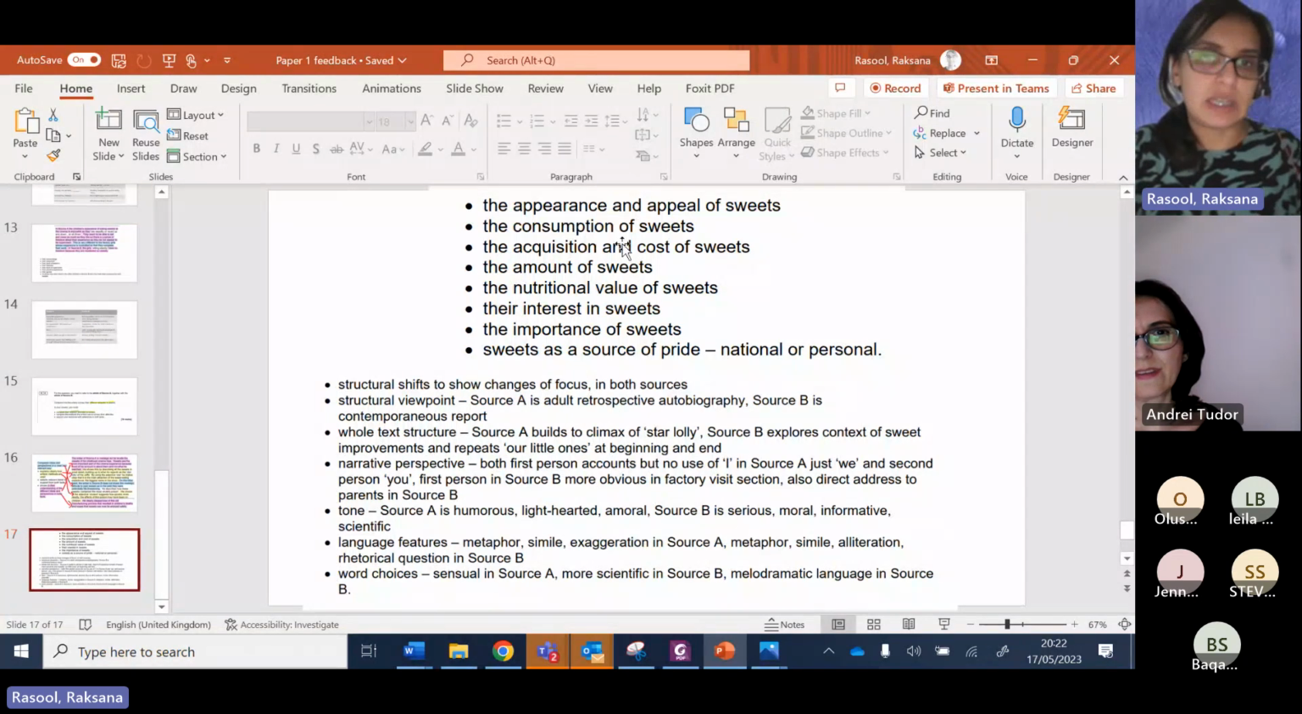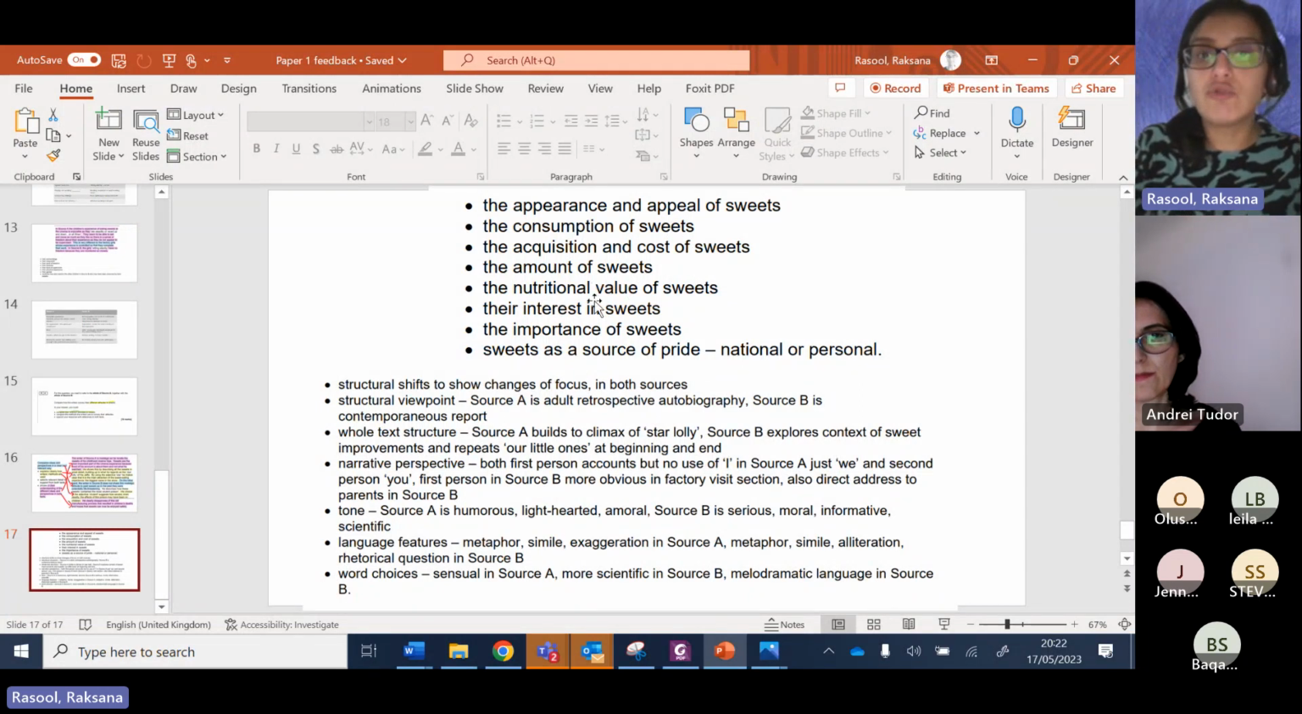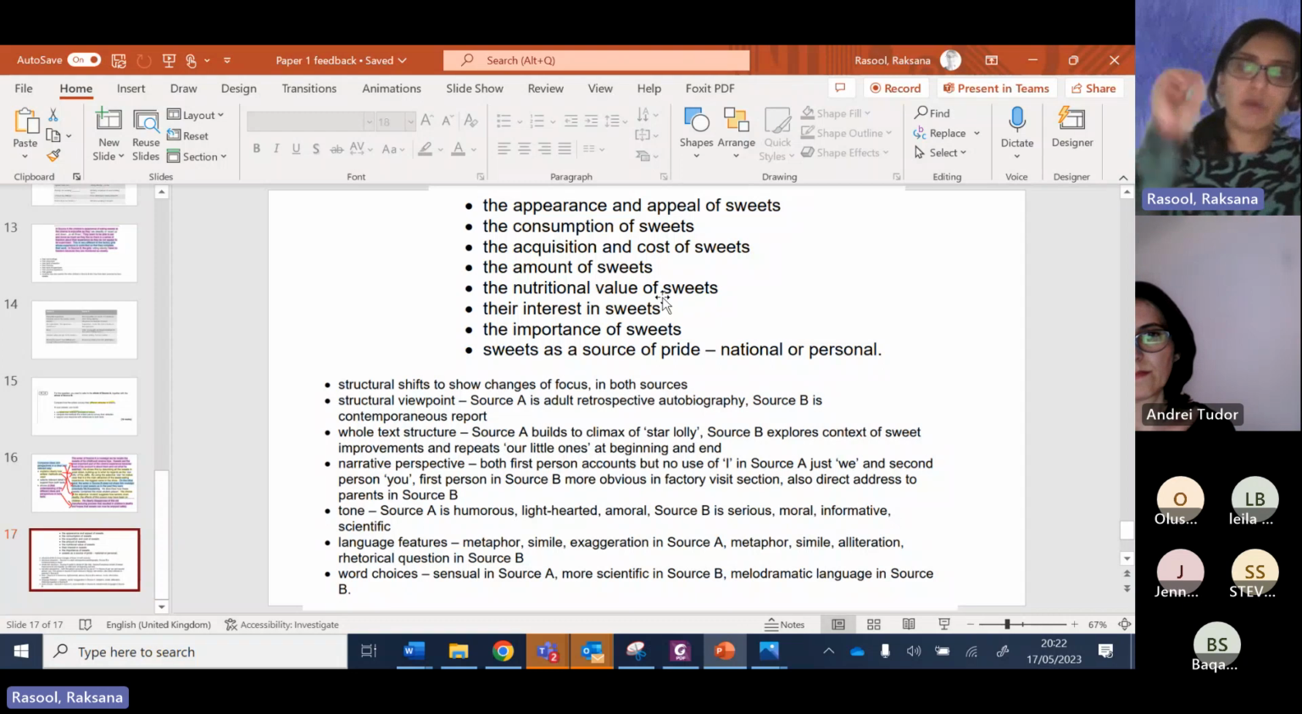The amount of sweets eaten. Do children overeat them? In source B, the girls are allowed to eat as many as they want. The acquisition and cost of sweets, the amount of sweets, the nutritional value of sweets, which doesn't seem to be mentioned at all in source A, except that once they've eaten their fill of them, they throw them. But in source B, there seems to be this mention of them being wholesome.